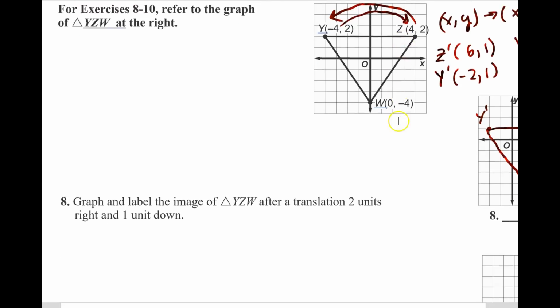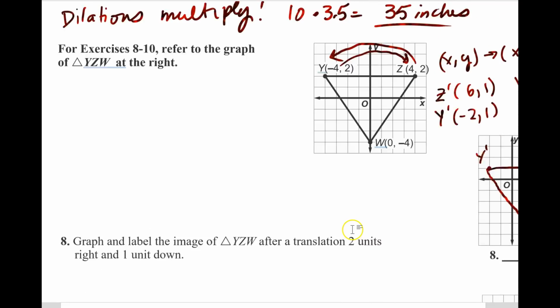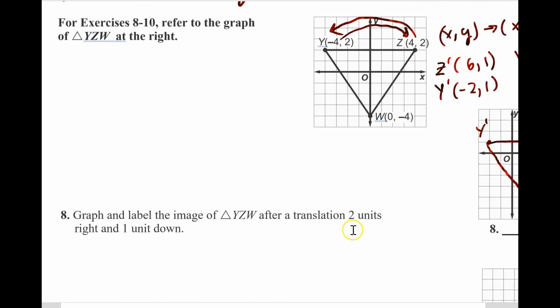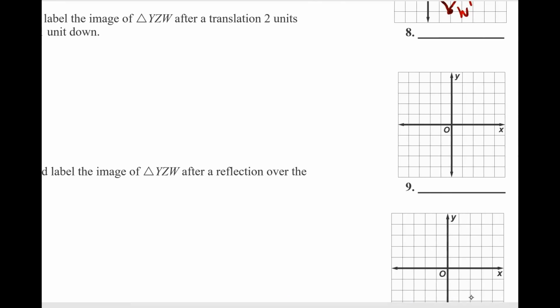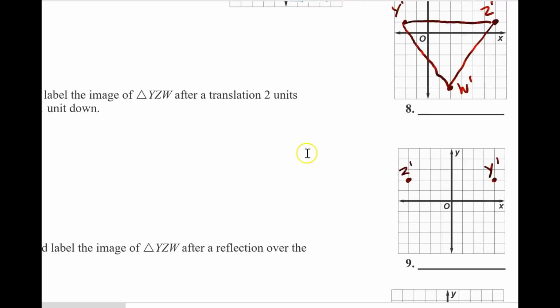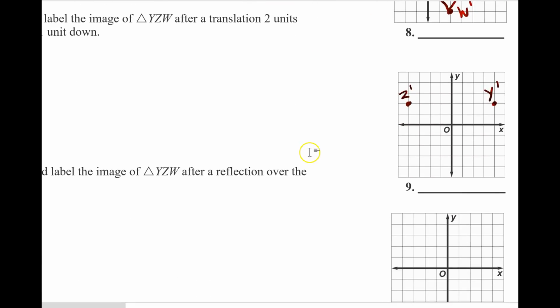So we're going to draw the same thing, with 4, 2. Z to the left and Y to the right. So 4, 2. Z, 1, 2, 3, 1, 2, 3, 4, 2. Y prime is there. Negative 1, 2, 3, 4, 1, 2. Z prime is there. And I forgot the ordered pair for W. 0, negative 4. 1, 2, 3, 4. W prime is there.